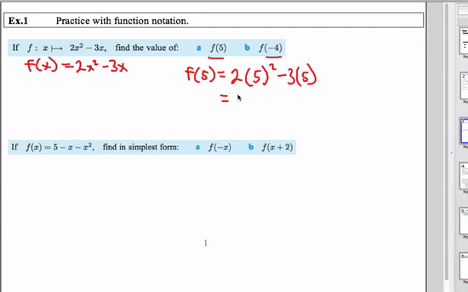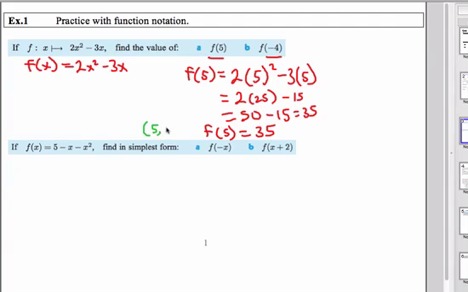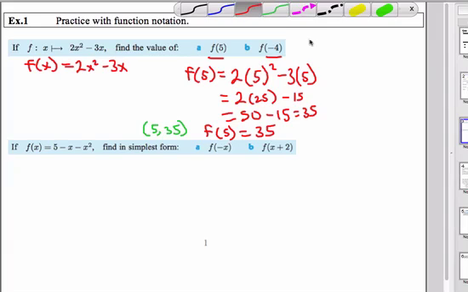and work that out. That's 2 times 25 minus 15, which is 50 minus 15, which equals 35. So f of 5 equals 35. And another way to say that is you can say that when x is 5, the y value is 35. So if you were to graph this function, you would see that the point 5, 35 is on the line.